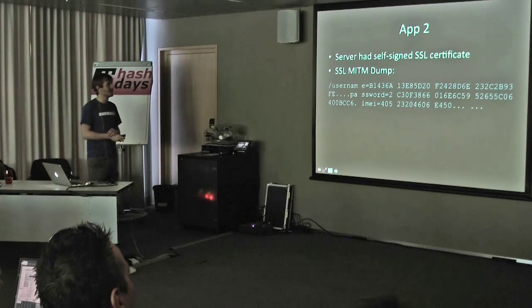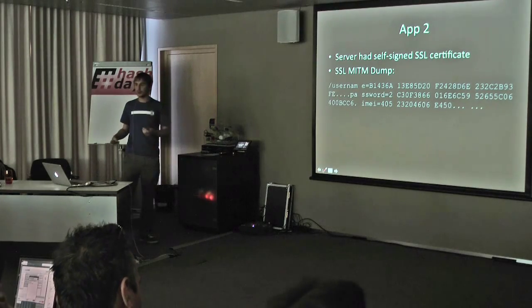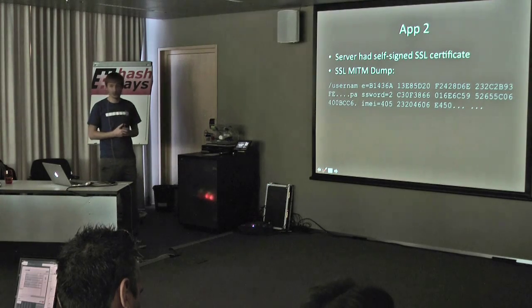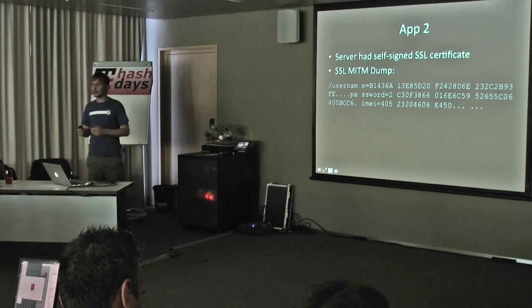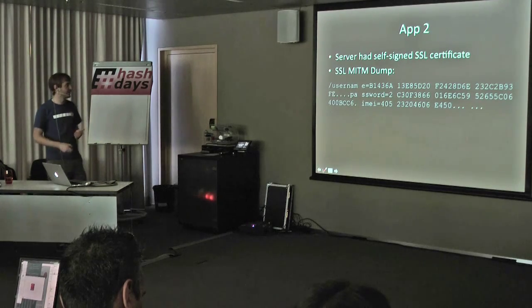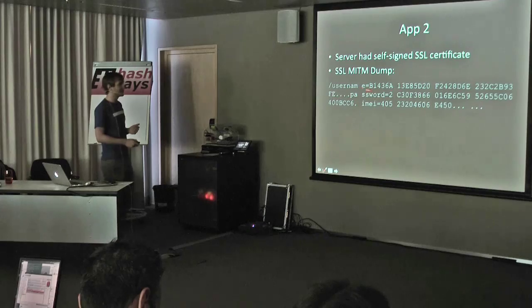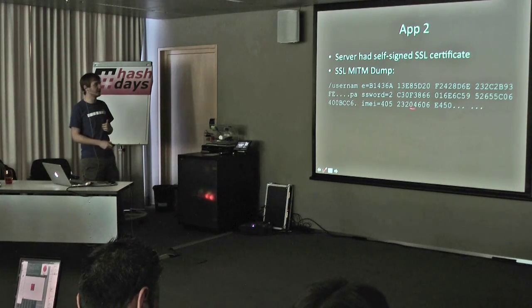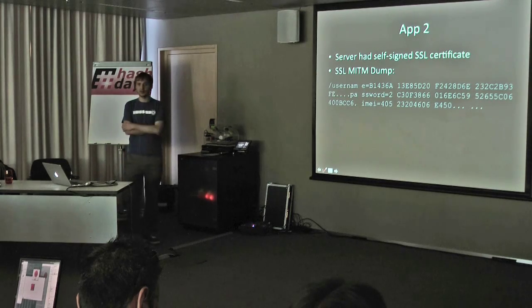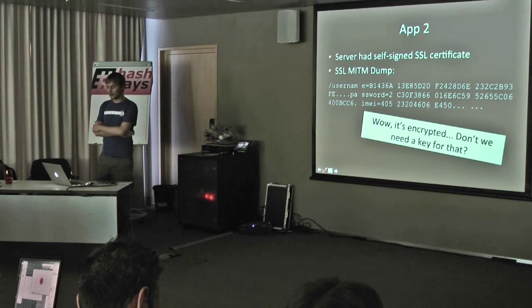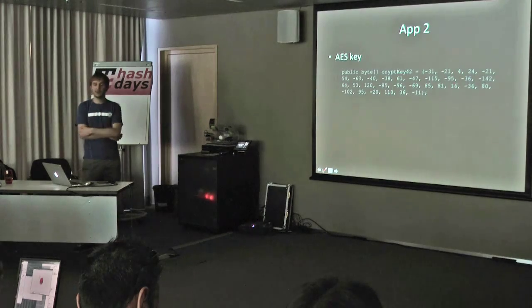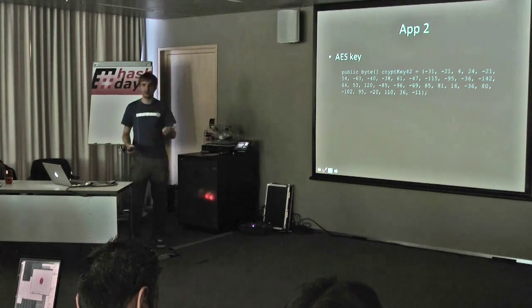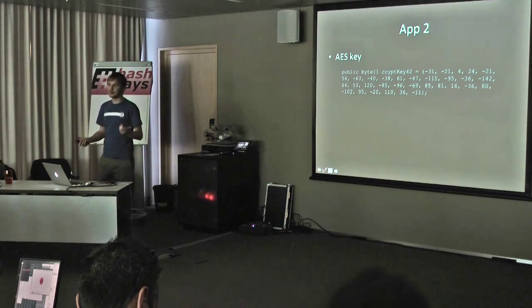Okay, another app, where the first problem was that it had a self-signed SSL certificate, which is bad on its own. So we did a standard man-in-the-middle attack for SSL. And what we saw was something like, oh, that's not really the password we entered as a test. So basically, it looks encrypted. So don't we need a key for that? And of course, you'll just find it in the app. So a self-signed SSL certificate and key in the app is pretty much a fail.